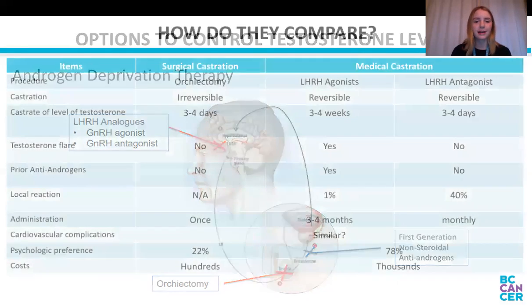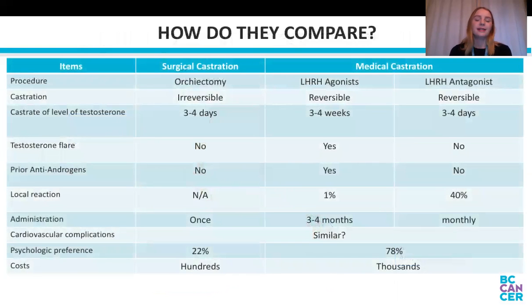Now let's take a look at how they compare. So starting with the orchiectomy again, this is a permanent procedure and causes permanent loss of testosterone in the body. The level of testosterone will drop very, very quickly within about 3 to 4 days. And then for medical castration, again, using medications to decrease the level of testosterone in the body. For LHRH agonist, the level of testosterone decreases within about 3 to 4 weeks, as it takes some time for the brain to become overstimulated and stop sending that signal to the testes.